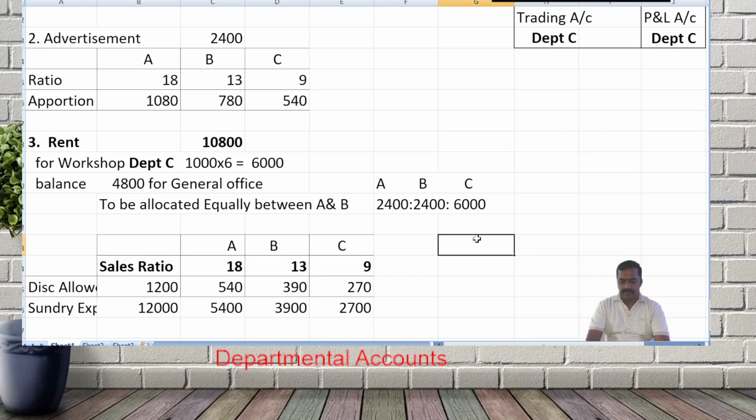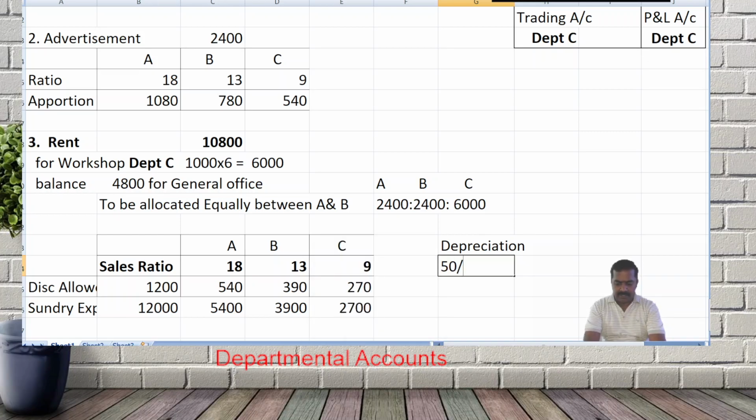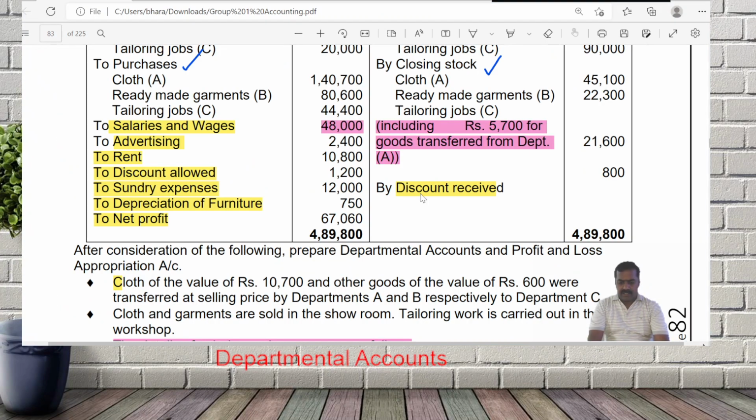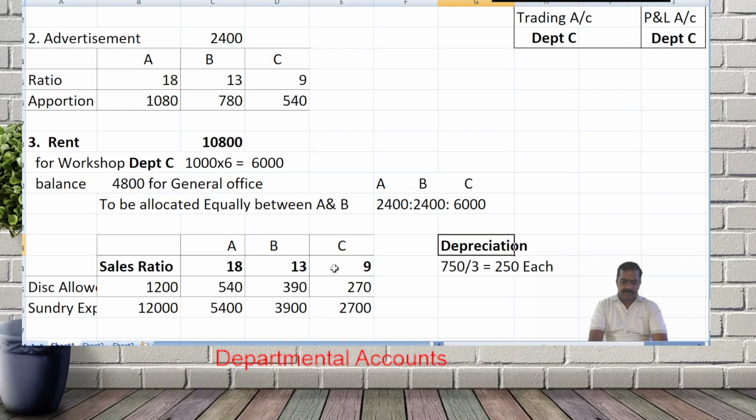What did we say about depreciation? Depreciation is to be apportioned equally. What is the depreciation? 750 divided by 3, 250 each. I hope discount received is given as actual amounts. On the credit side, the discount received is given as actual amounts. What is the discount received? 400, 250, 150, they've given the actual amounts. So discount allowed and sundry expenses in the ratio of which one? Sales.